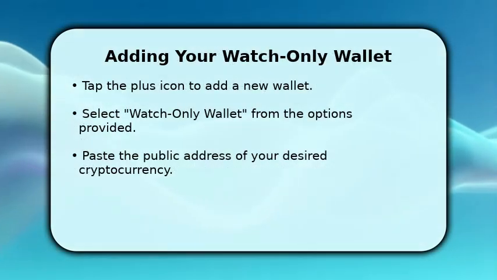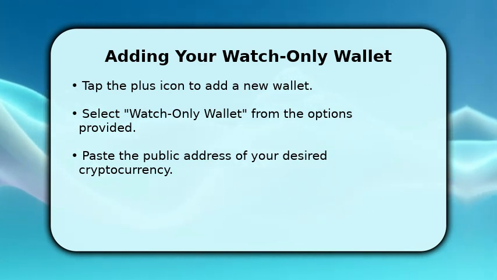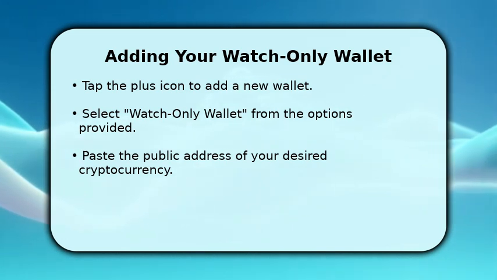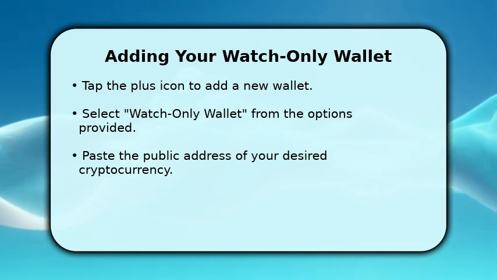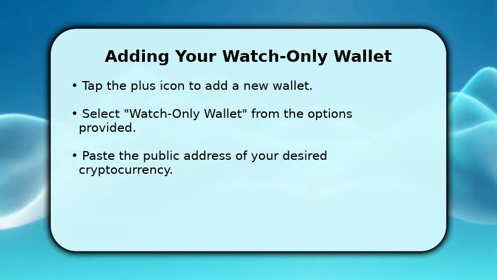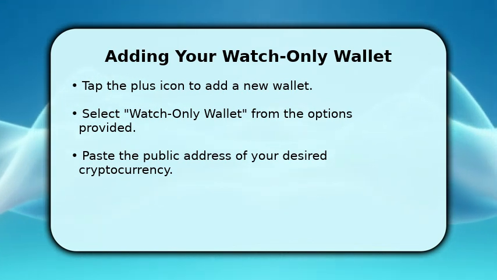To add your watch-only wallet, begin by tapping the plus icon located at the top right of your main wallet screen. From the list of wallet types, choose the watch-only wallet option. Next, you will be prompted to paste the public address of the cryptocurrency you want to track. Ensure the address is correct to avoid any errors in monitoring your assets. This step is crucial for accurate portfolio viewing.